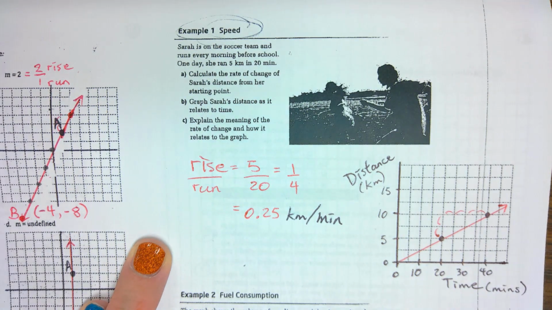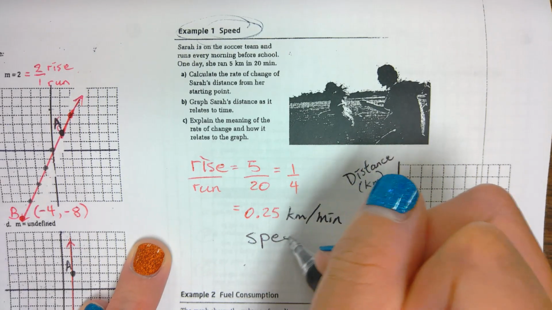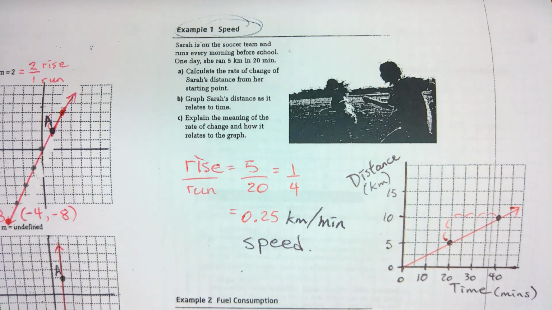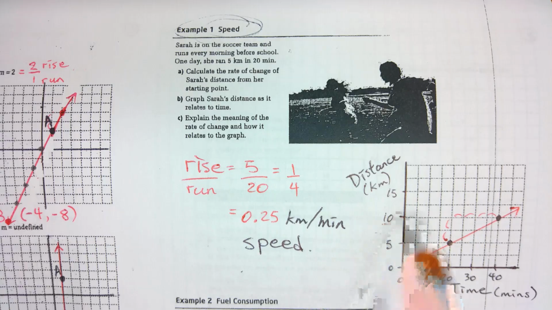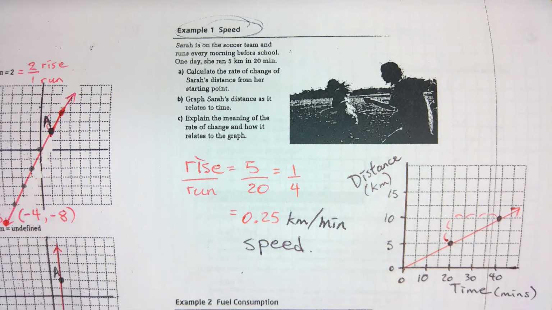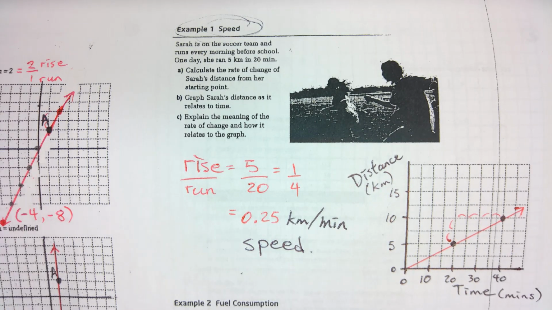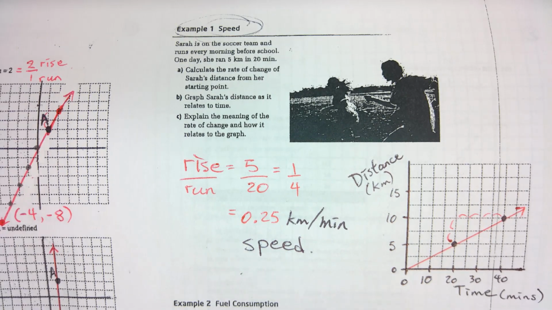The title of this is speed. So her rate of change here represents her speed. Every time you have a distance versus time graph, your rate of change is the speed. And you'll see tons and tons of distance time graphs in grade 9, in grade 10. That's basically the most important graph you'll be doing.